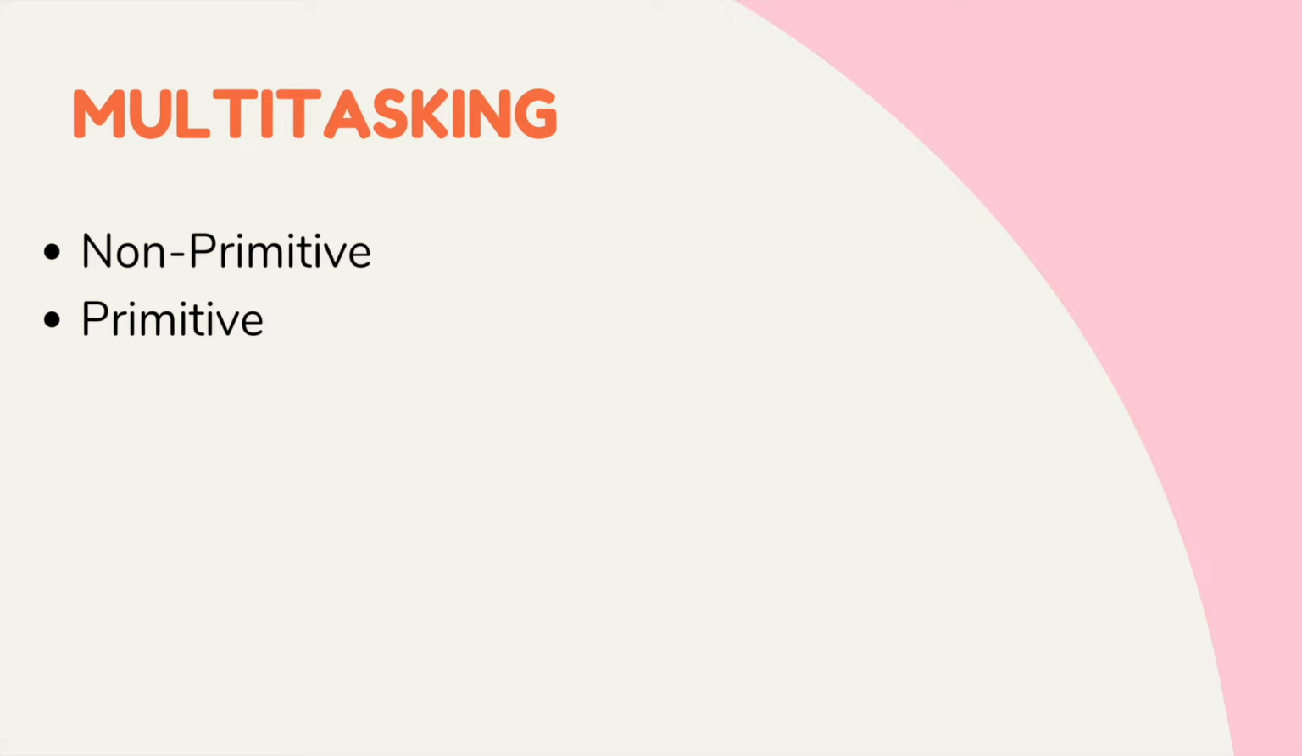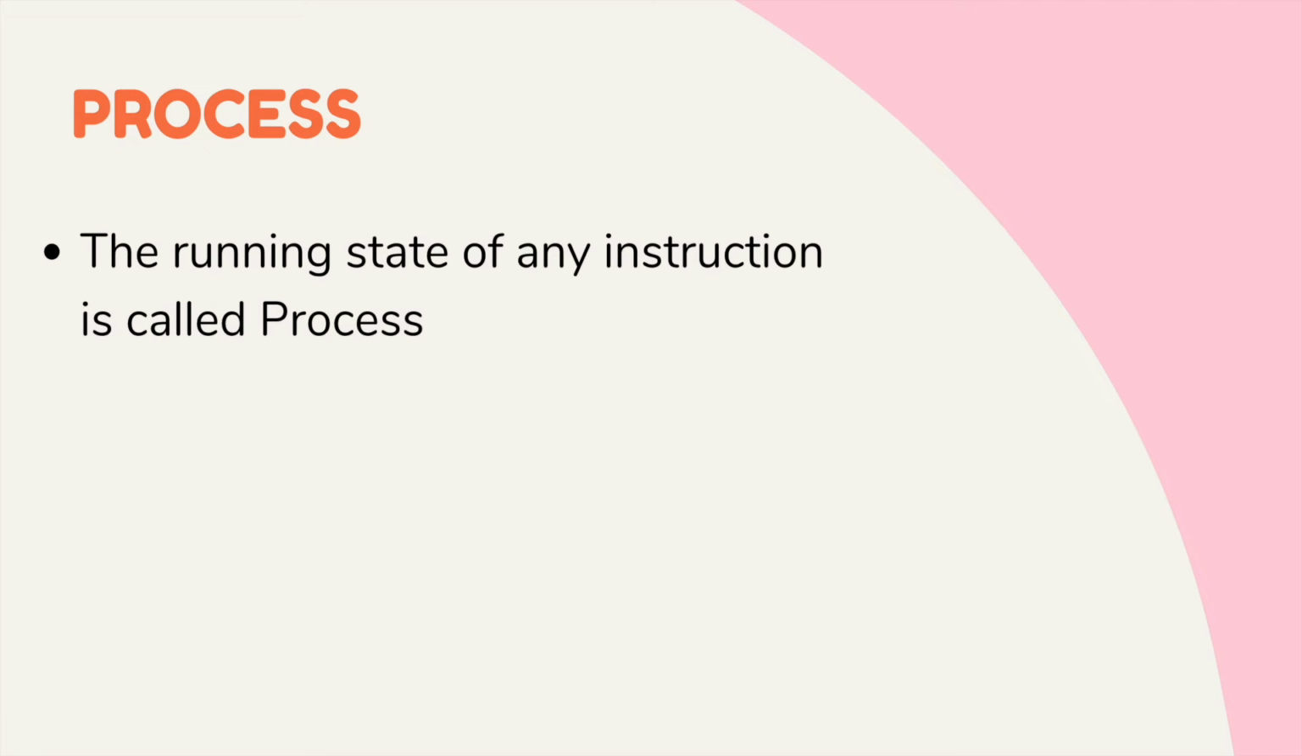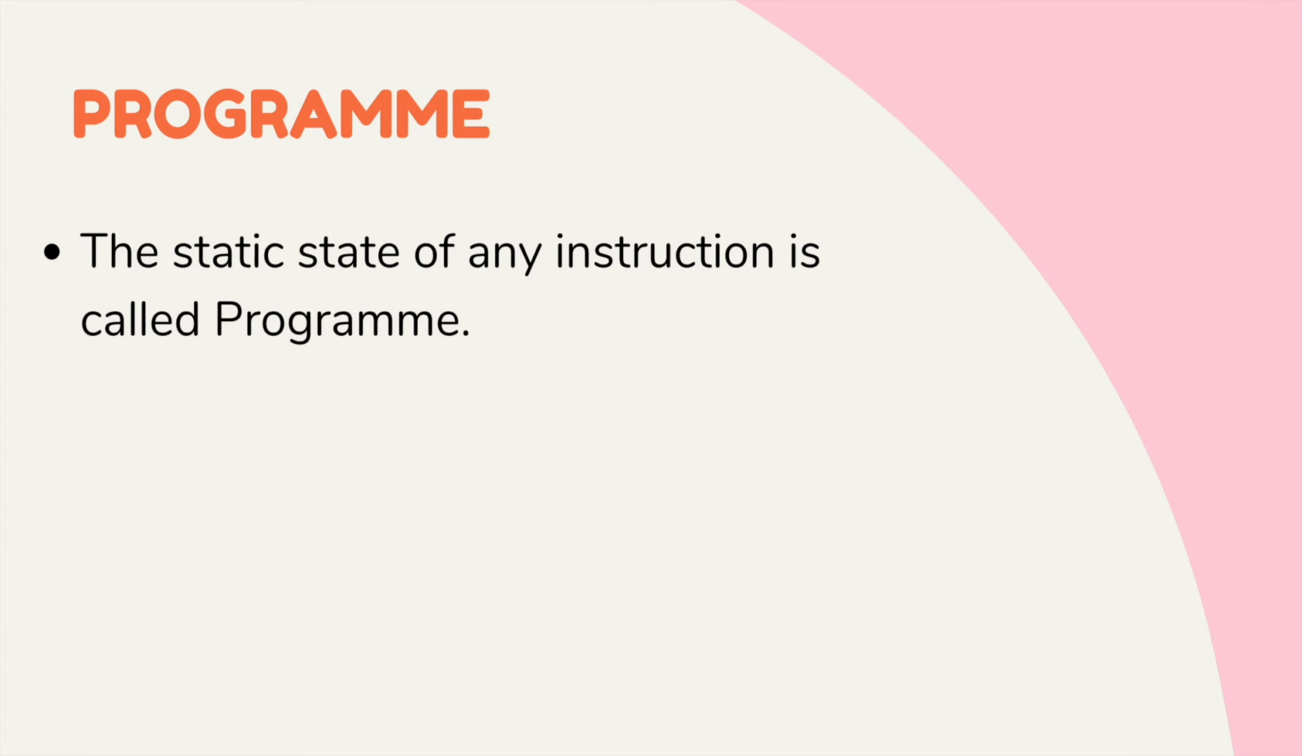There is also a question: what is the difference between a process, a program, and a thread? Now I will talk about the process and program, and at a later stage I am going to talk about the thread as well. So now we'll talk about the process. The running state of any instruction is called a process. And what is a program? The static state of any instruction is called a program.